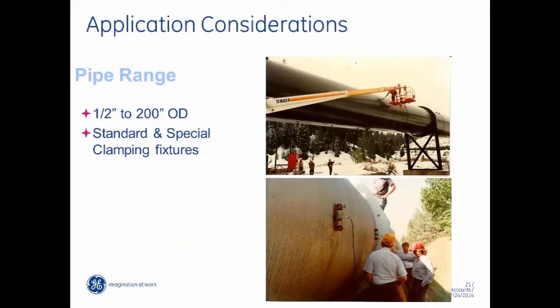Again, pipe ranges are 1/2 inch to 200 inch OD. You see a couple pictures of some relatively large pipes. In the larger pipes, especially with portable applications, if you look at that lower picture, we actually have magnetic clamping fixtures that allow you to get those transducers on the pipe relatively quickly so that you can get them on, make your measurement, and then get back off. In permanent applications, we would actually affix a clamping fixture to that pipe held on by a stainless steel band.